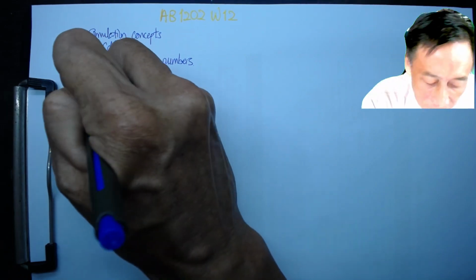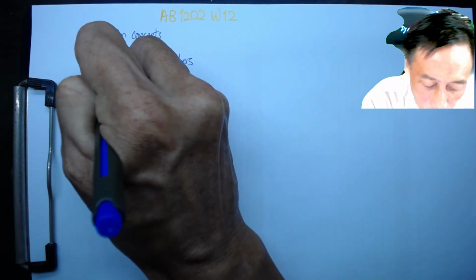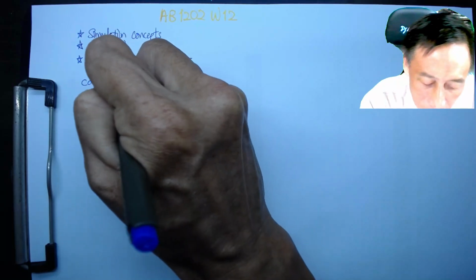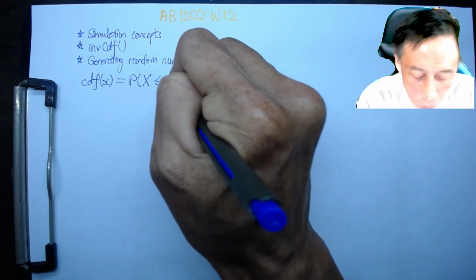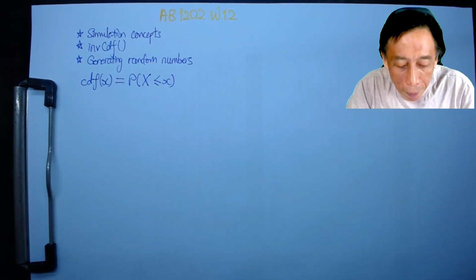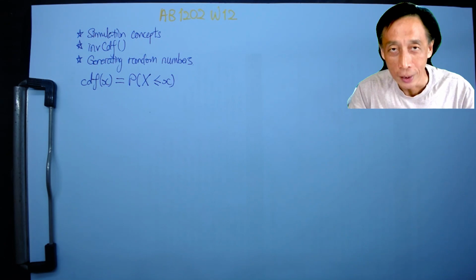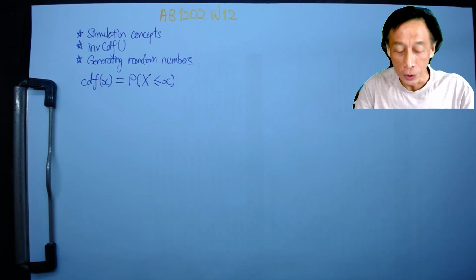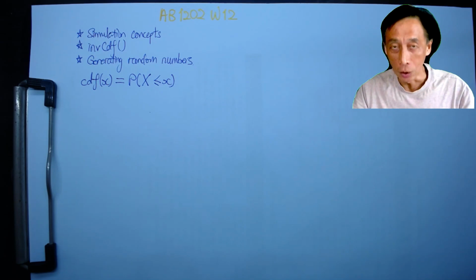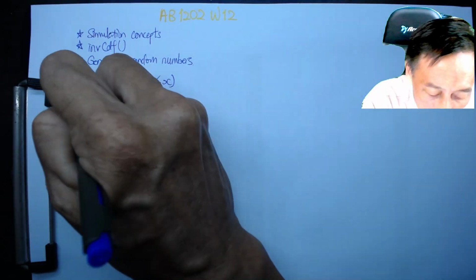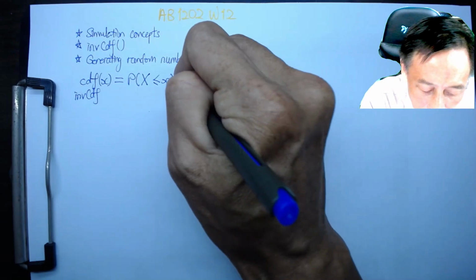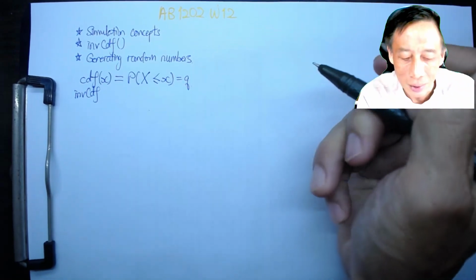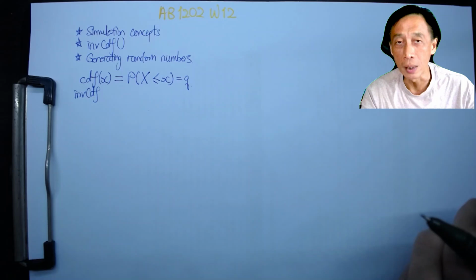So the idea is, first of all, the cumulative distribution function of x is defined as the probability of a random variable being less than or equal to x. This applies whether you have a discrete distribution for capital X, or a continuous distribution. And for the inverse CDF, if we call the CDF of X the number Q, because Q will be a number between 0 and 1.